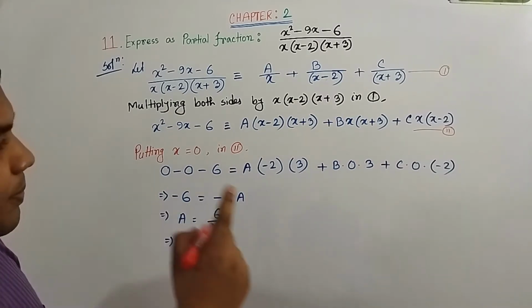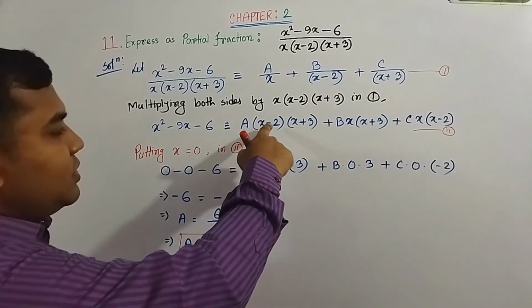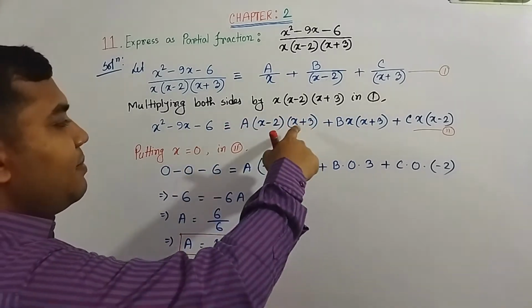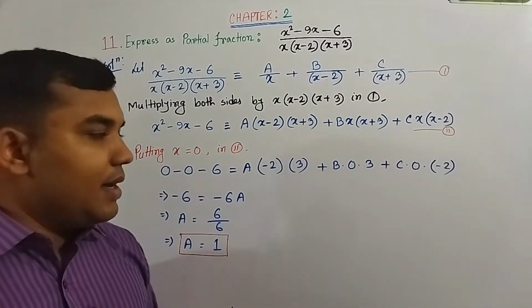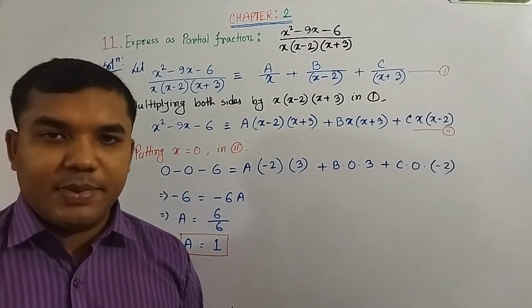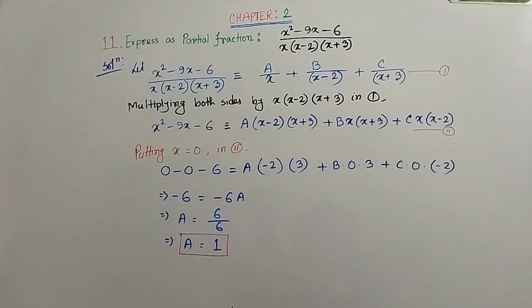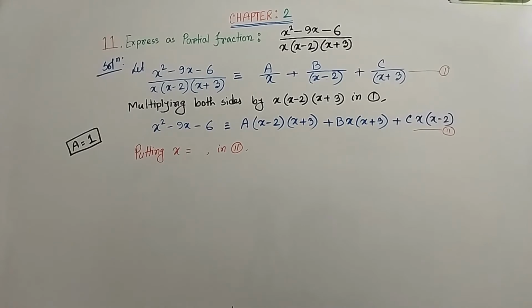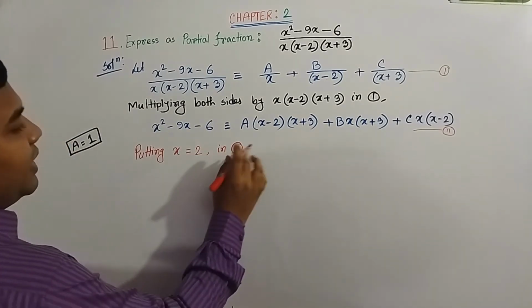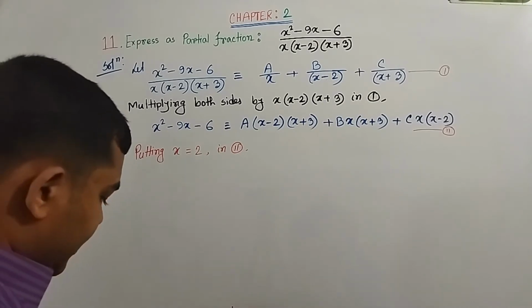Now we'll put the value for x as minus 2, then minus 3, and then we'll get b and c respectively. Okay, now we'll go for the second part. Putting x equal to 2 in equation 2, what will we get?